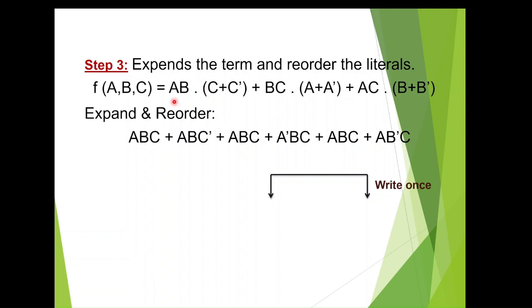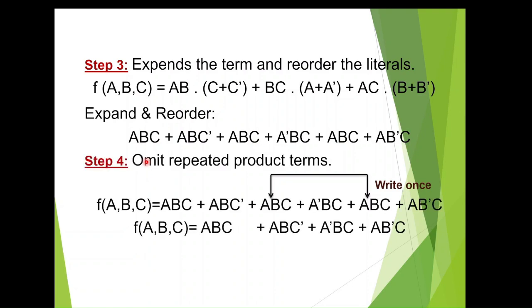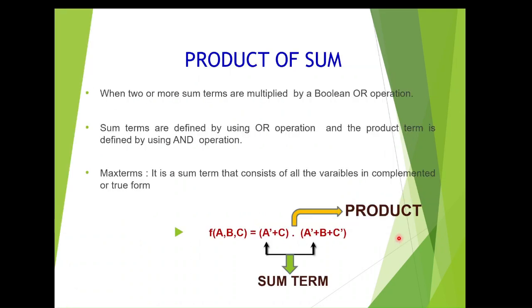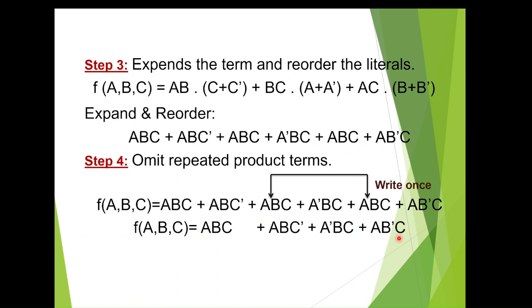Now you expand: ABC, ABC dash, ABC, A dash BC, and so on. Just multiply and remove the redundant terms. Here ABC is coming 3 times, so writing it once is enough. Just write ABC once and the remaining terms: ABC dash plus A dash BC plus AB dash C. This is how we convert the standard SOP into the canonical SOP.